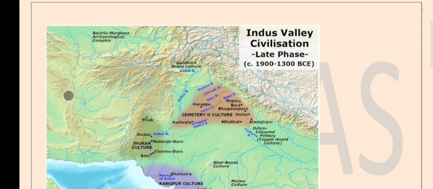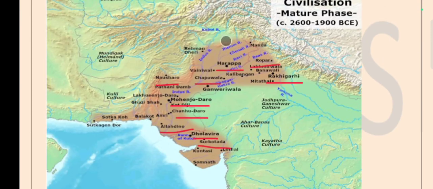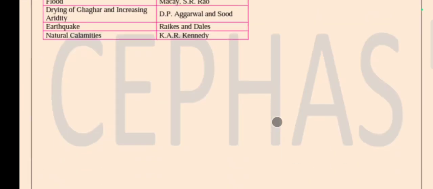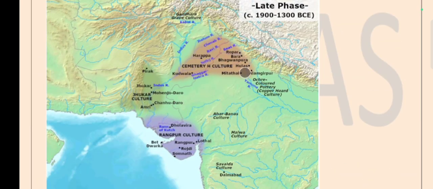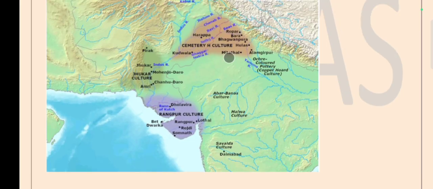Let's see how it declined. If you see the previous two pictures I showed, you can see how the sites were distributed. But if you come to the later phase, it has declined. The Harappan phase is only available at Harappa, Kudwala, this red colored part only, near the Jhelum, Chenab, Ravi, Sutlej and Beas. It is not that widely distributed.